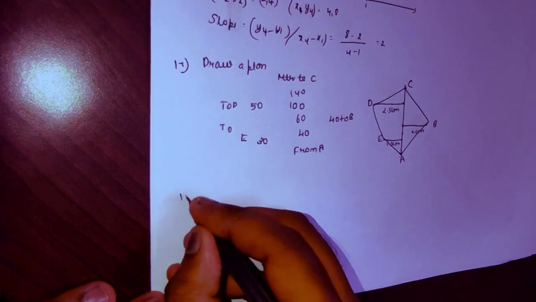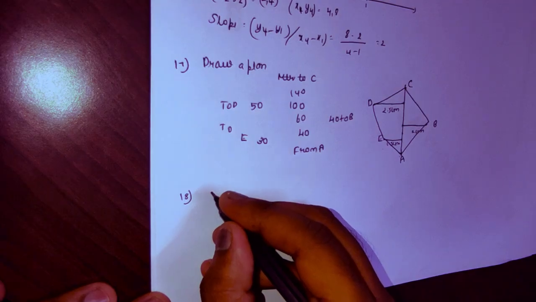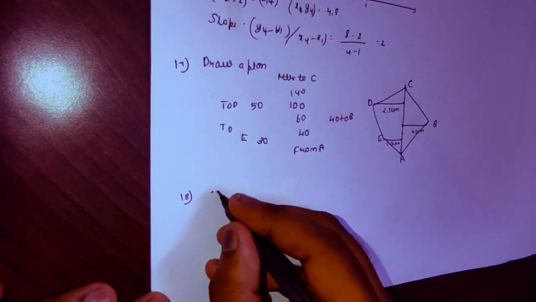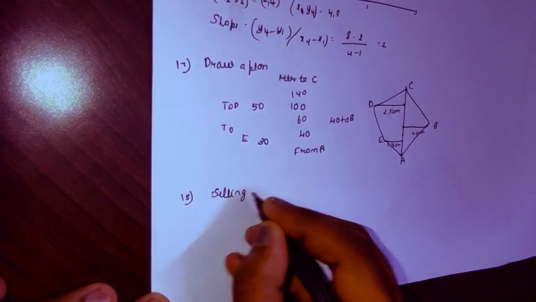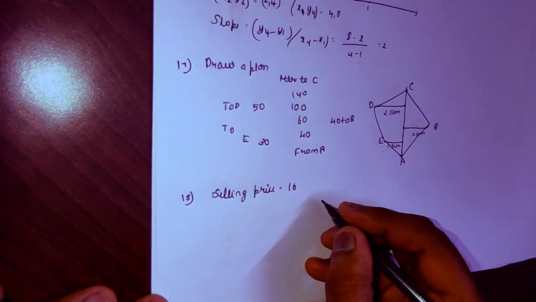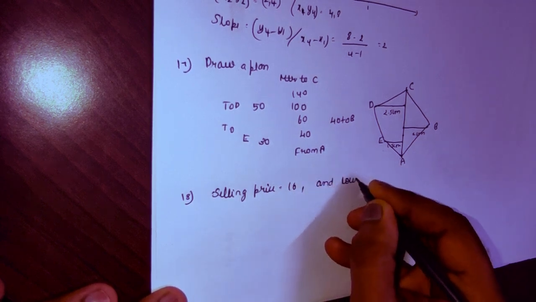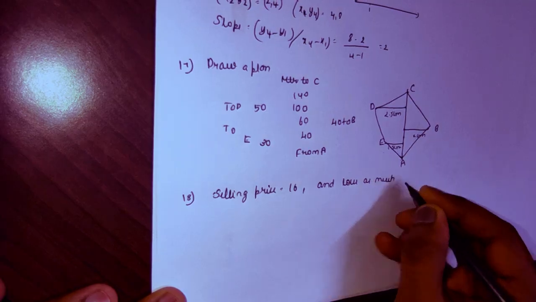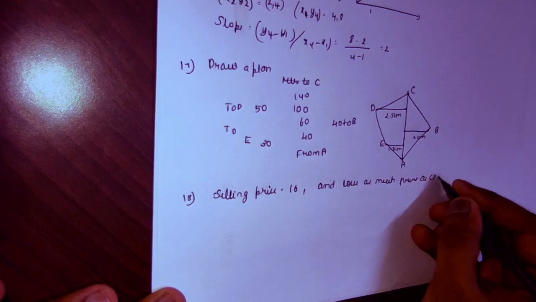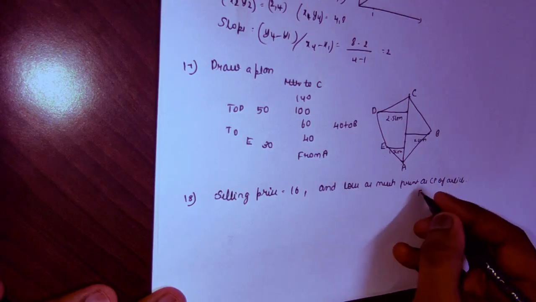We'll go into the 18th question. A dealer sells an article for rupees 16. Selling price is given, that is 16. And loses as much percent as the cost price of the article. You have to find the cost price.